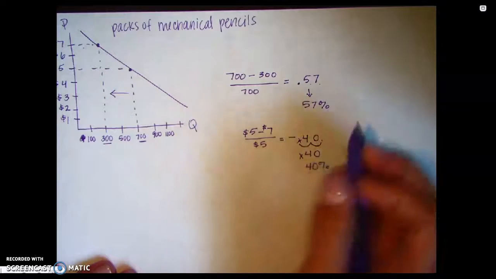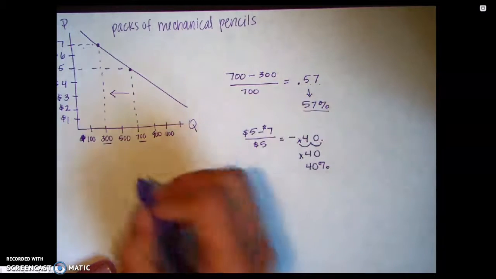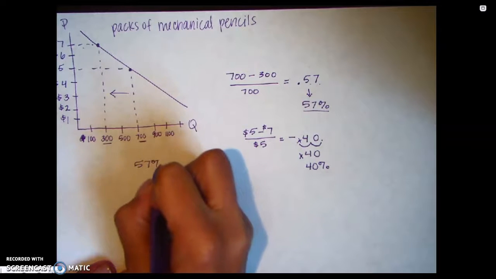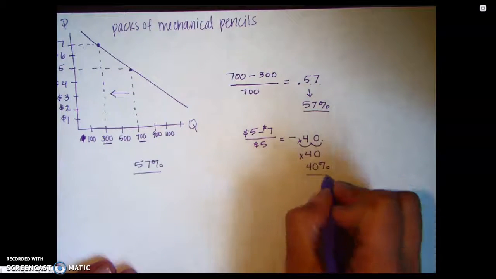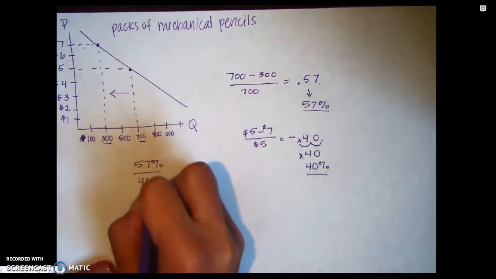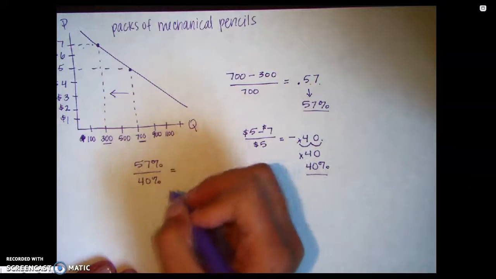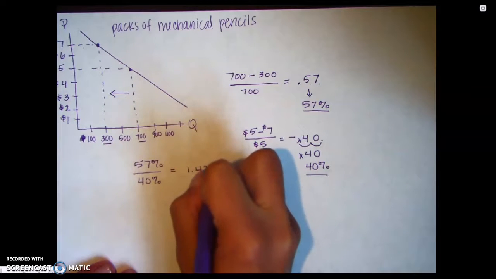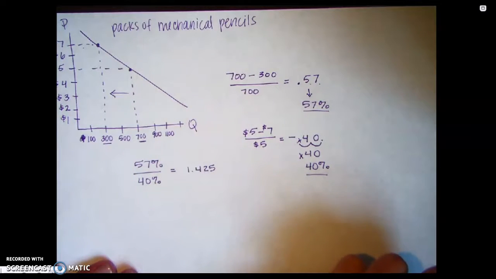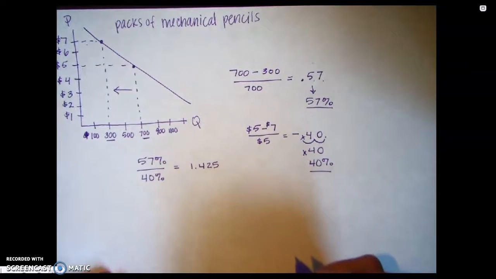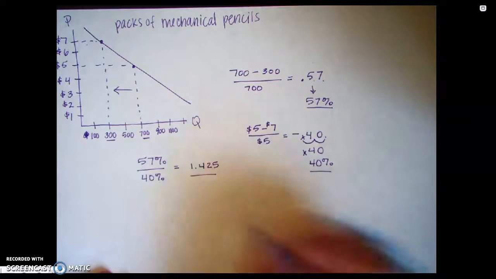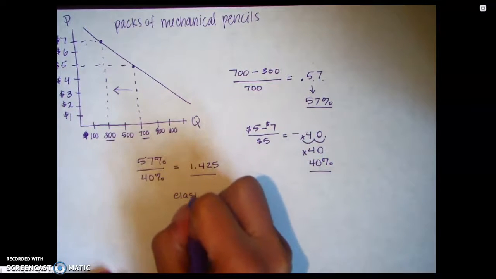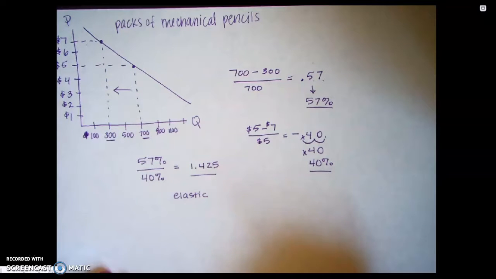Okay, so now I'm going to take my percent change in demand, which was 57%, over my percent change in price, which is 40%, divide, and you should get 1.425. Okay, now remember, if your number is equal to 1, it's unit elastic, less than 1 is inelastic, and greater than 1 is elastic. So in this case, our number is greater than 1. So this would be an elastic product.